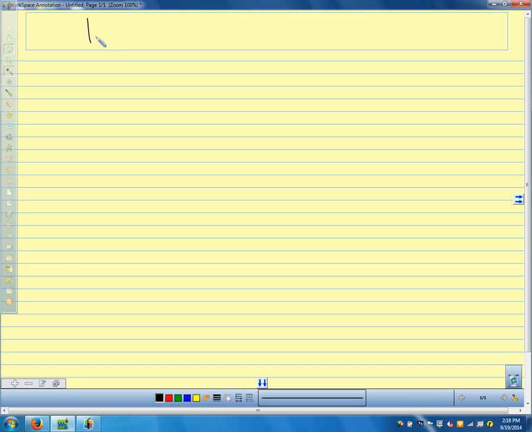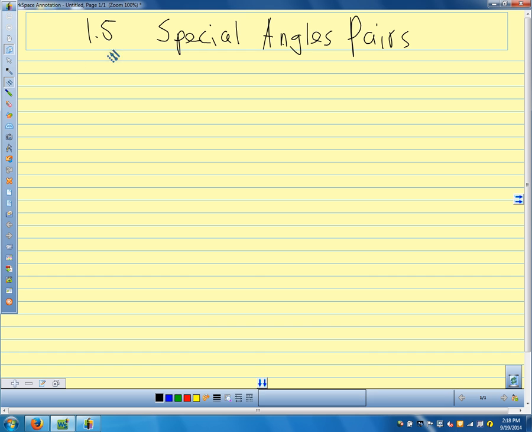We're in section 1.5, and we're talking about special angle pairs. Now, I know these lessons where we're talking about a lot of terms, where we have all this different vocabulary, it's not really exciting, but I want to reemphasize the vocabulary that we're using today.